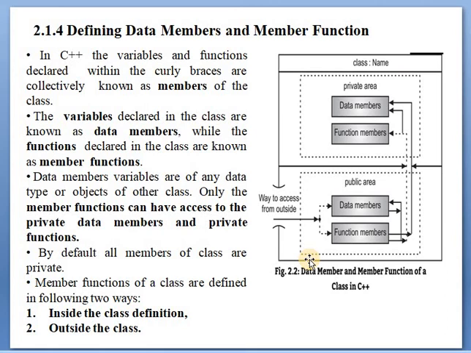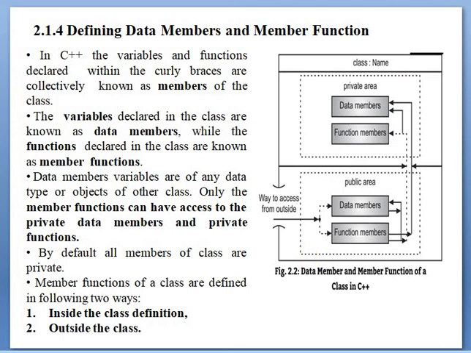So see here, in C++, the variables and functions declared within the curly braces are collectively known as members of the class. Means when we declare any class, first we have to write the class name, and after that open curly bracket, and into that bracket we can declare variables as well as functions also. So these collectively are known as the members. The variables declared in the class are known as the data members, and the functions which are declared in the class are known as member functions.